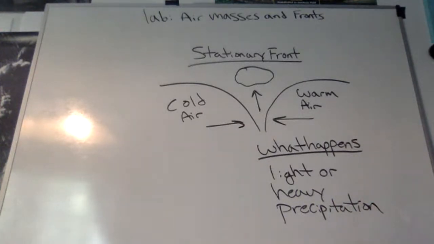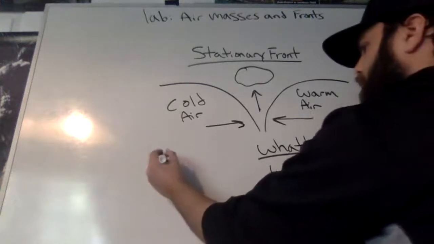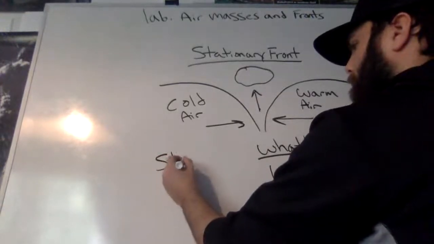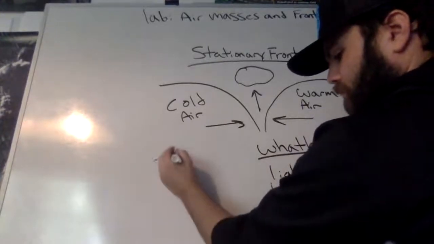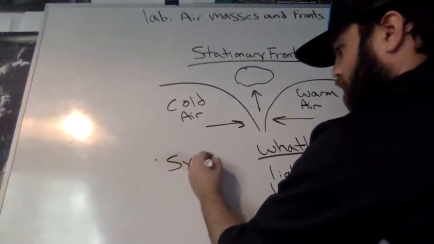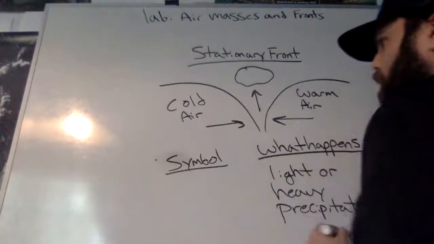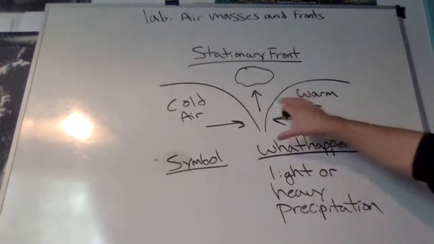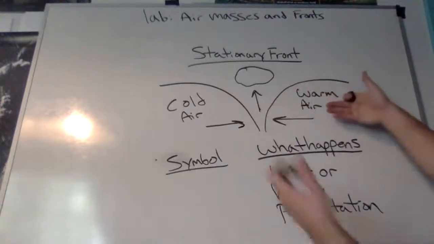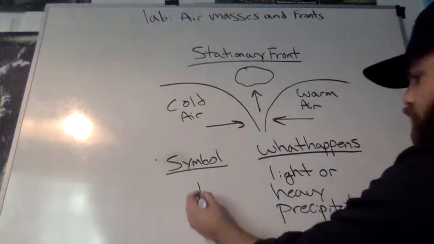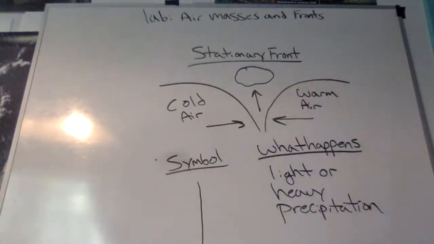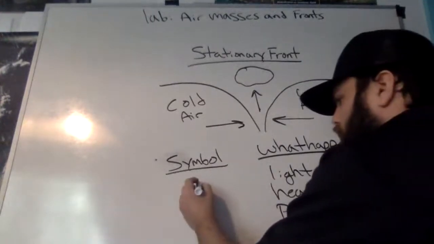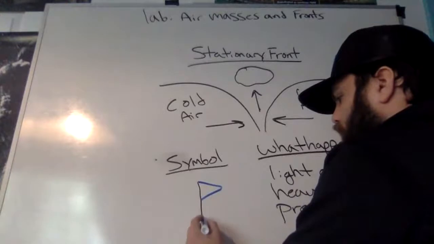Now, the other thing is, we have to look at the symbol. I'm going to do the symbol exactly how I see it on this board. So they're going right at each other, so I'm actually going to make a straight line. The cold air is going this way, so for that, I'm going to put my triangles heading in that direction.